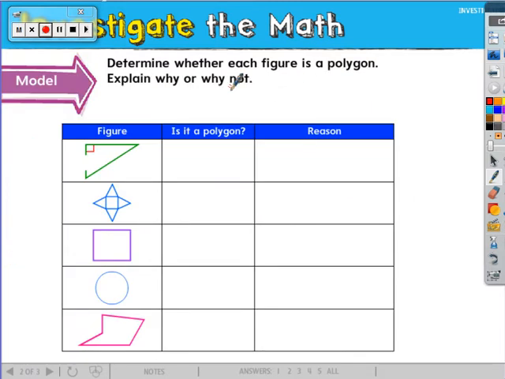Now we're going to determine whether each figure is a polygon, and we're going to explain why or why not. Let's start with our first one. It's our triangle, but there's something up with our triangle. It looks a little different than most. Is it a polygon? No. Why is it not a polygon? It is not a closed figure.